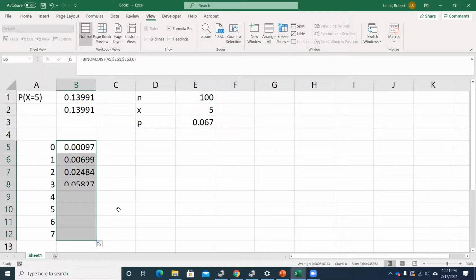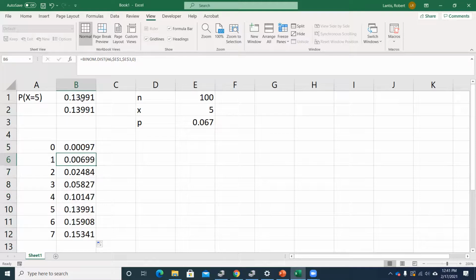Now when I copy this down, it's going to give me the probability that x is equal to 0, x is equal to 1. Notice once I get to x is equal to 5, it's going to give me the same value. And I can come up with a probability of different numbers of successes very quickly. Now, why this might be useful is, think about it this way.